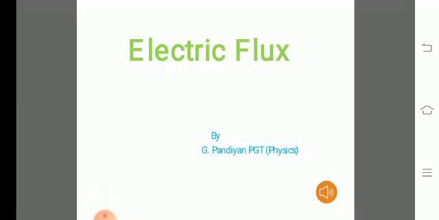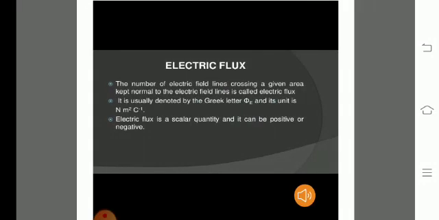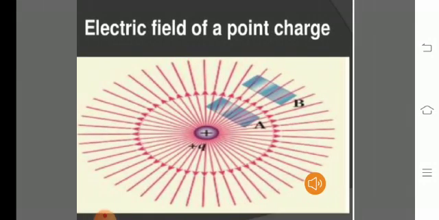So to understand this, consider the electric field of a point charge. Here we consider a point charge +Q. We know that the space around the charge has an electric field, which is indicated by the red lines. These are the electric field lines. Now we consider two elements A and B. Both A and B have the same area, and they are placed at various points in the electric field of the point charge.